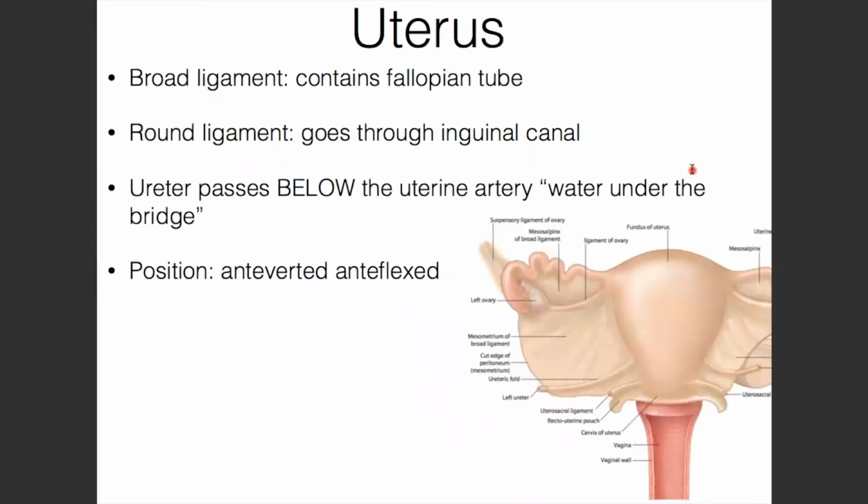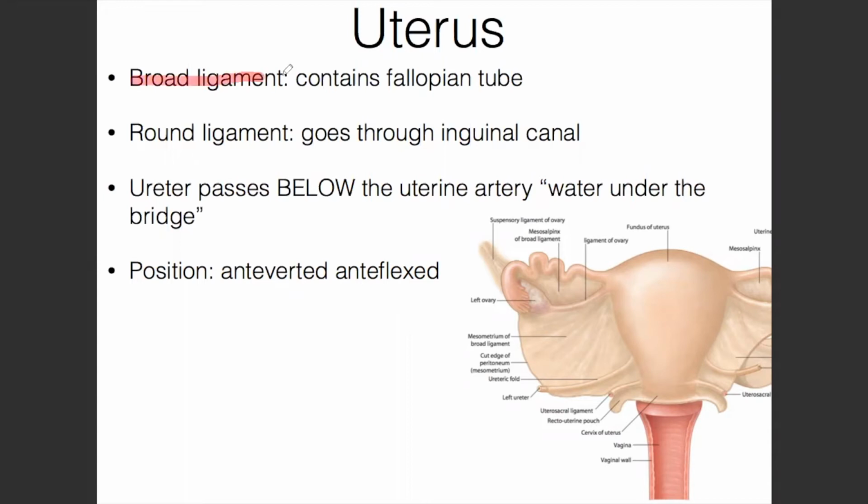Next we have the uterus. What's important about the uterus are a few things. One, I wrote it last, but it's very important: the position of the uterus. The uterus is situated in an anteverted, anteflexed position. I'll show you a picture in a bit to explain what that means.